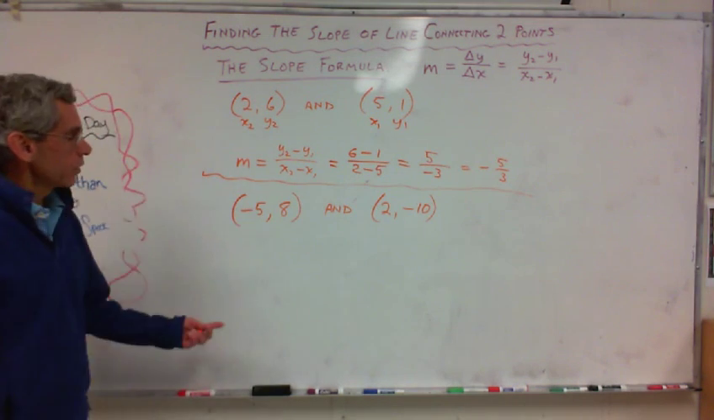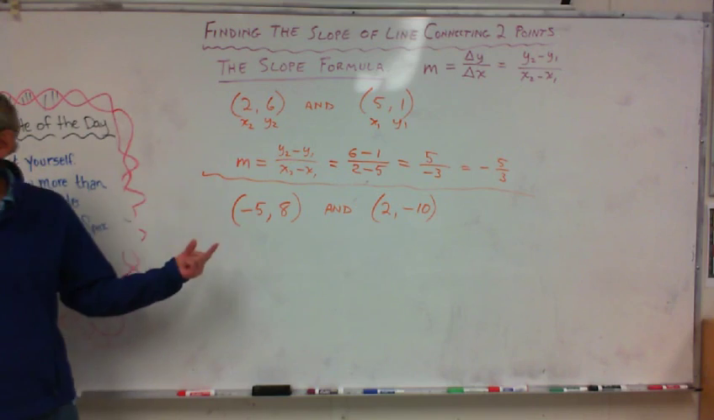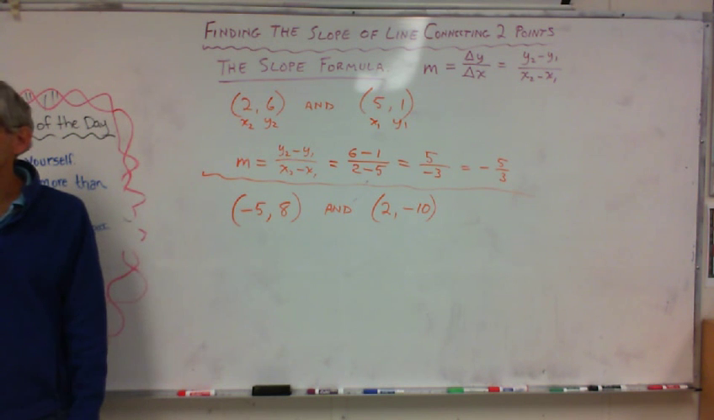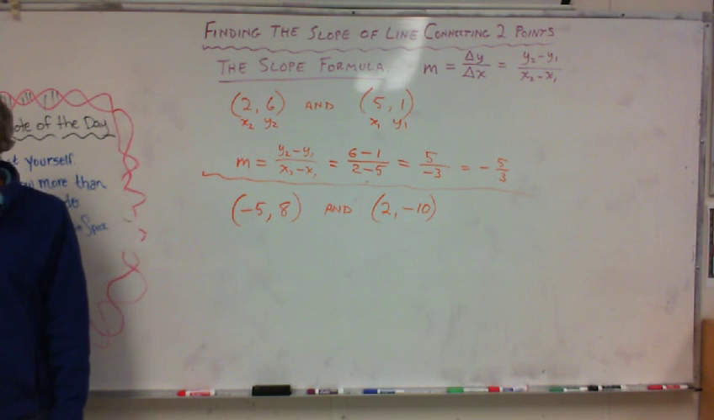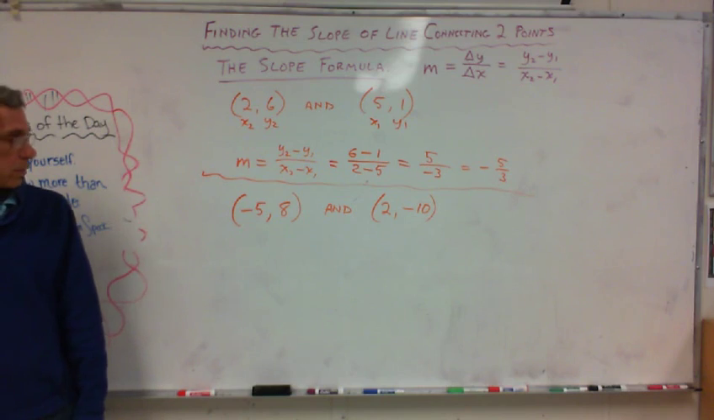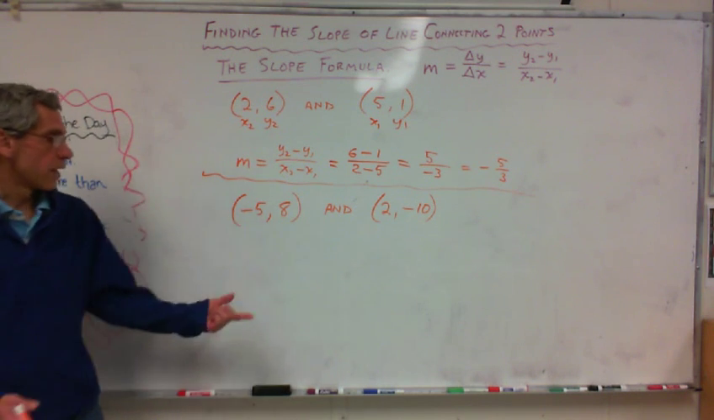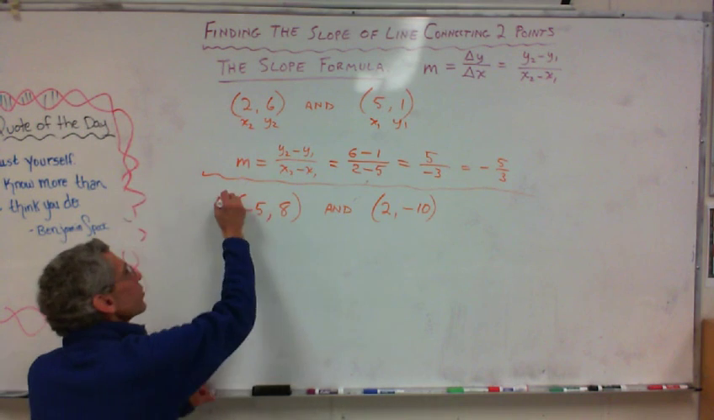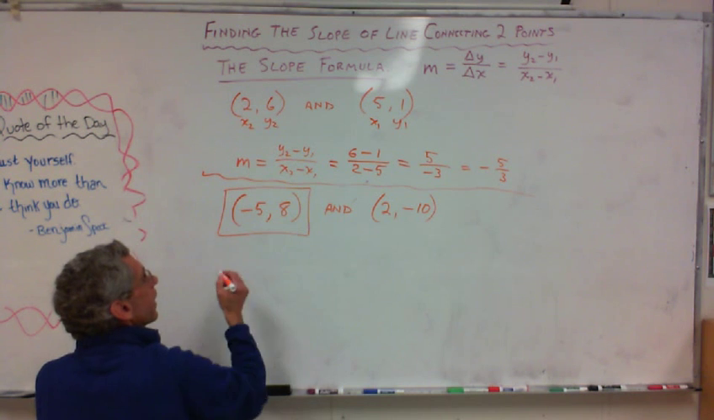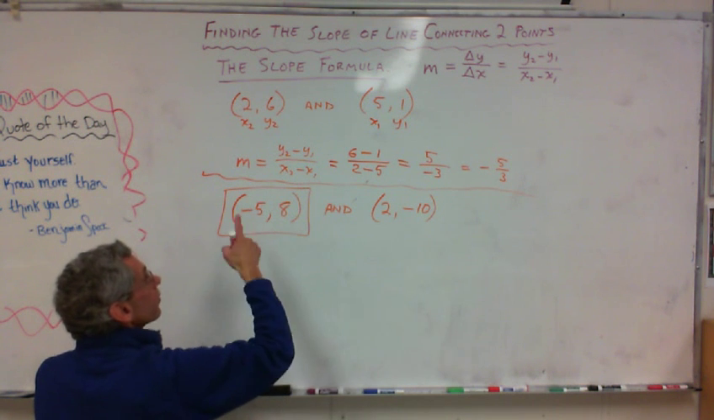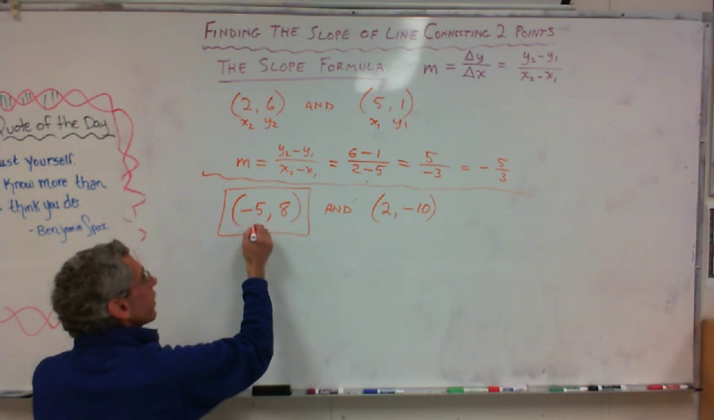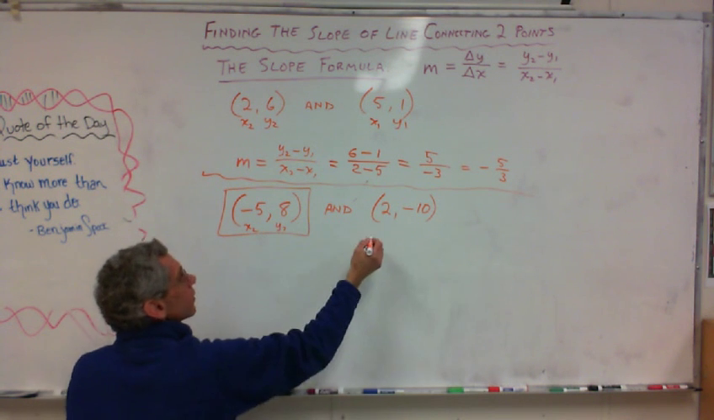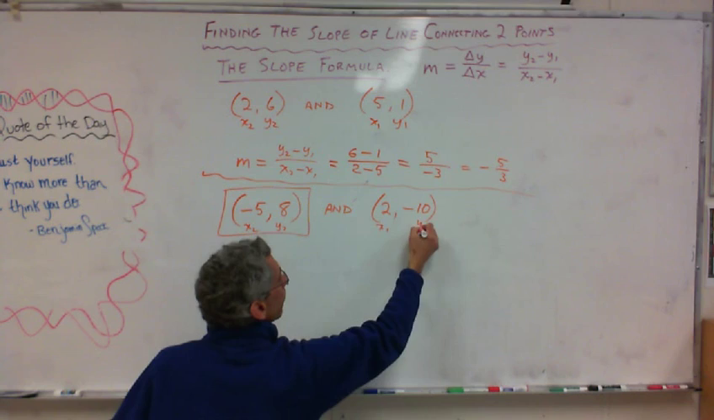So I am going to, again, figure out which one has the bigger y. Negative 5, 8. That has the bigger y. That's the one I'm going to start with. Sometimes when I figure out the one I'm going to start with, I'll circle it like that. That'll help you with the other method. So negative 5, this is my x2 and this is my y2. This is my x1 and my y1.